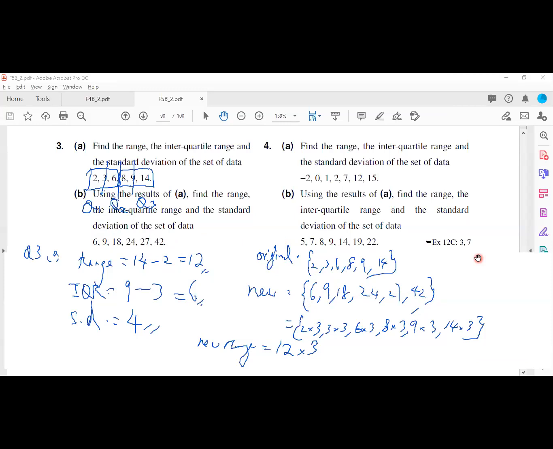between these two sets of data, but it should be 1 to 1, 2 to 6, 3 to 9, 6 to 18, 8 to 24, 9 to 27, 14 to 42.